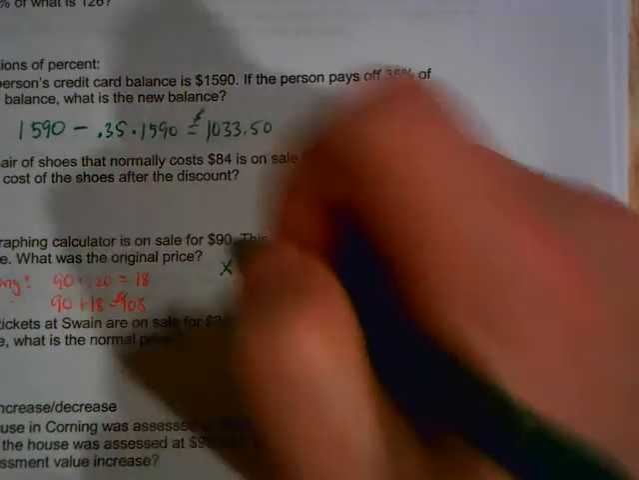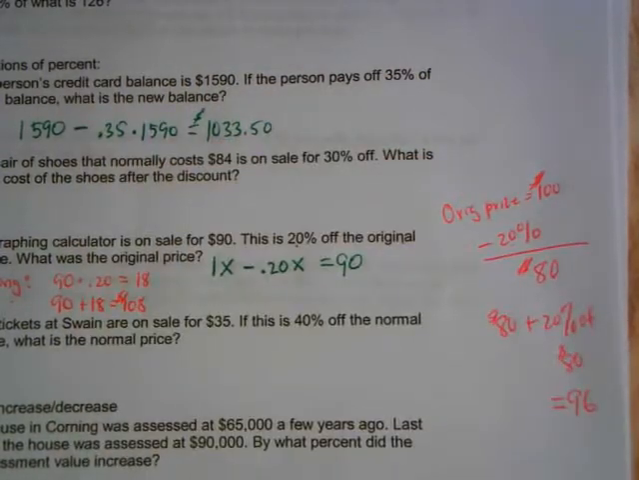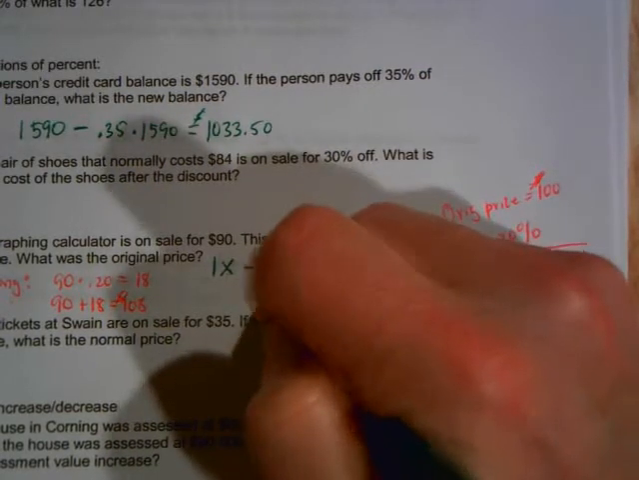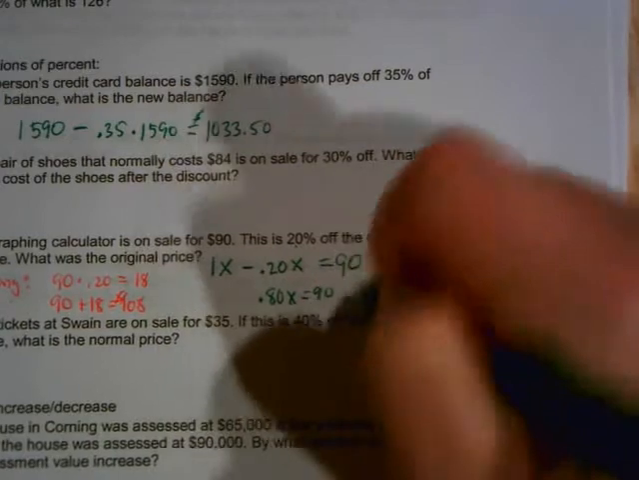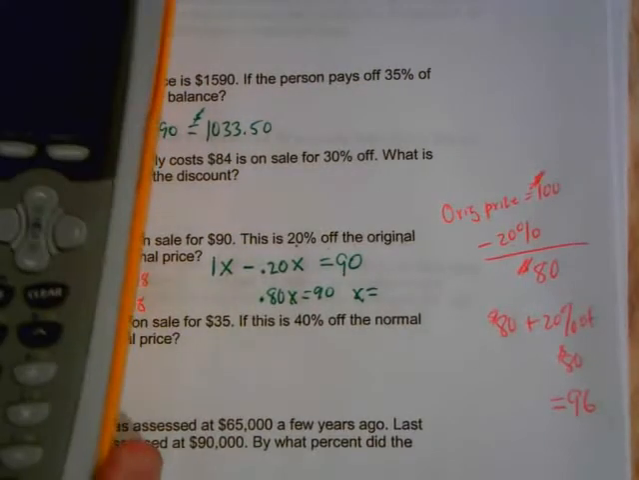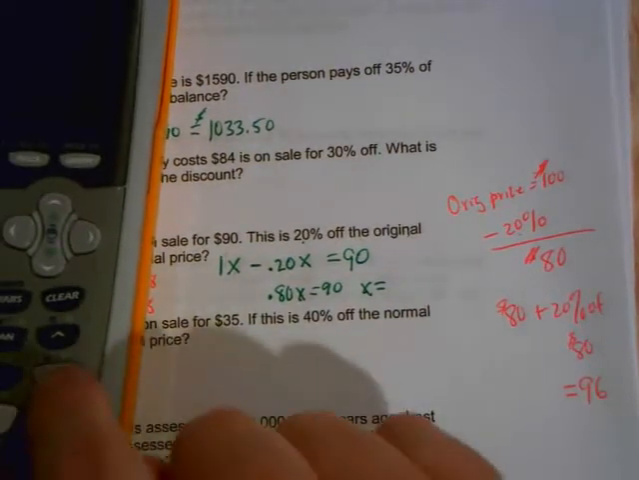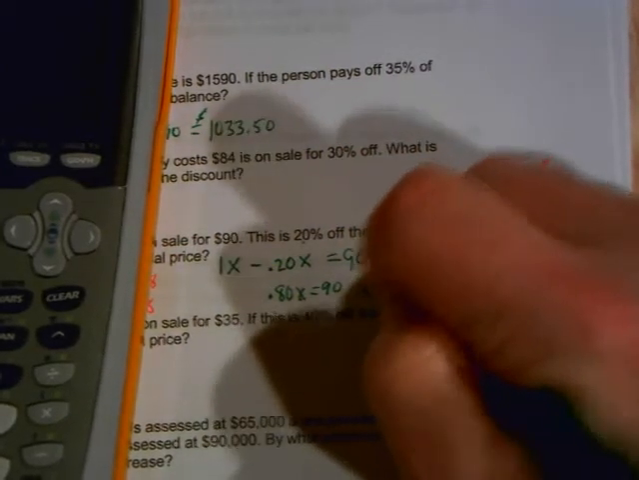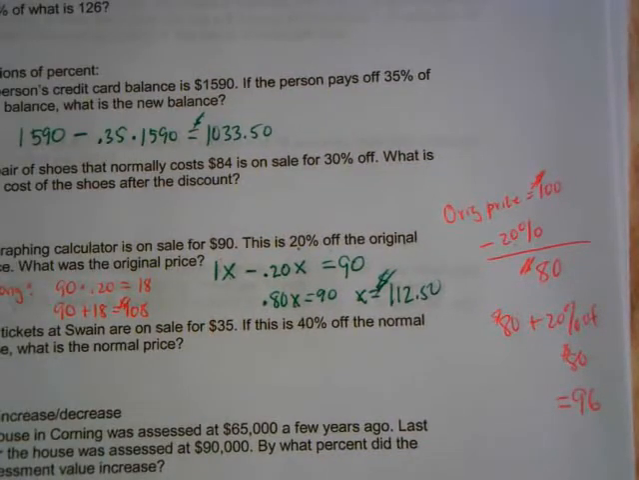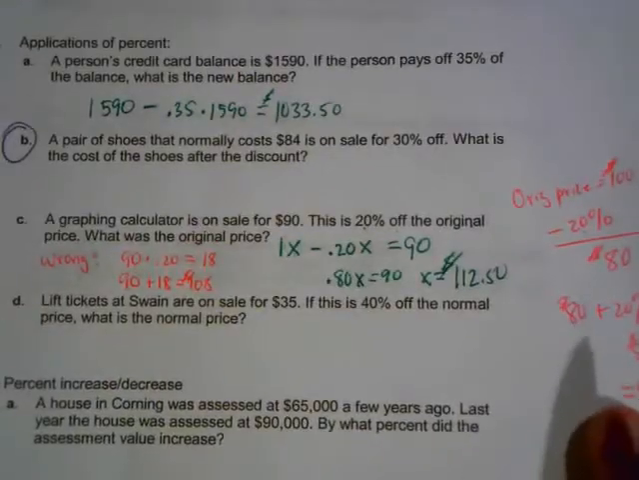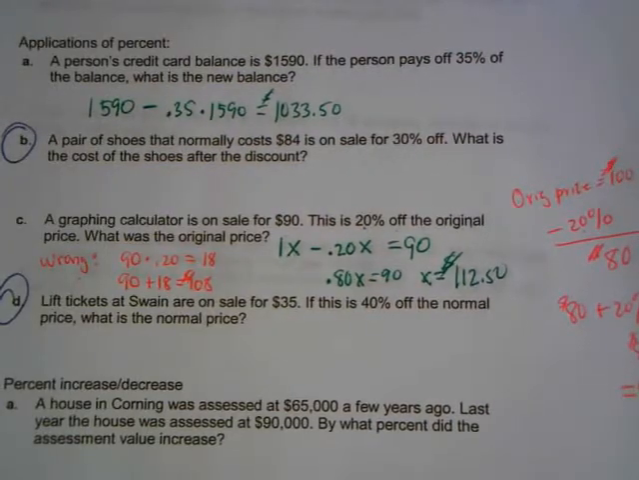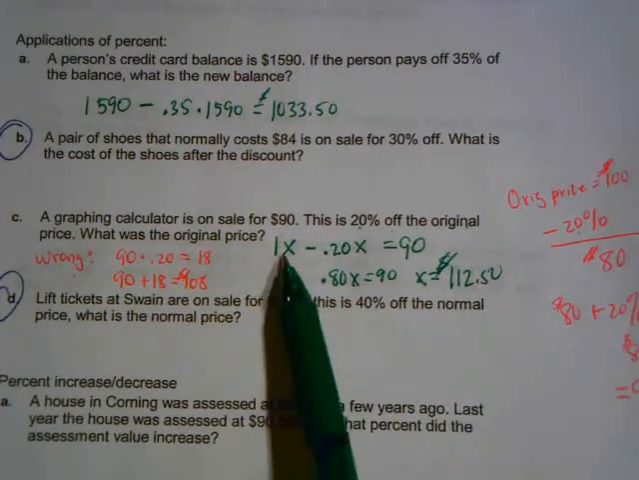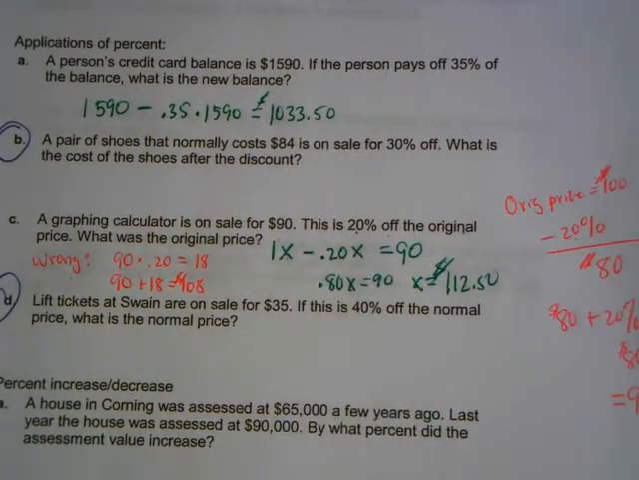So what do we need to do now? Well, I'm going to think of this as being a 1x right there, and I'm going to combine my x's. 1x minus 0.20x is 0.8x, 0.80x. And so I divide both sides by 0.8. 90 divided by 0.8. That means the original price was $112.50. All right, so D. D is almost exactly the same thing, very, very similar. You're going to take 40% off the normal price, which means you're going to have X minus 0.40X, and then you'll solve that equation.